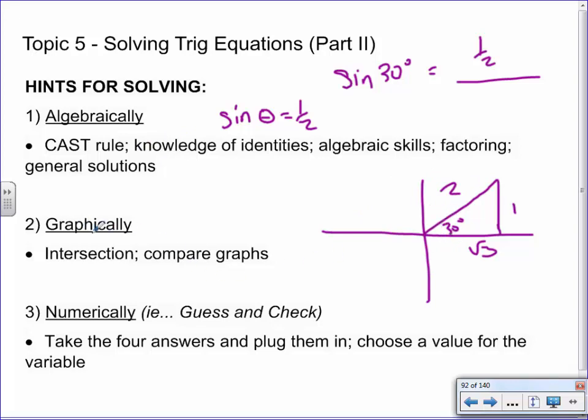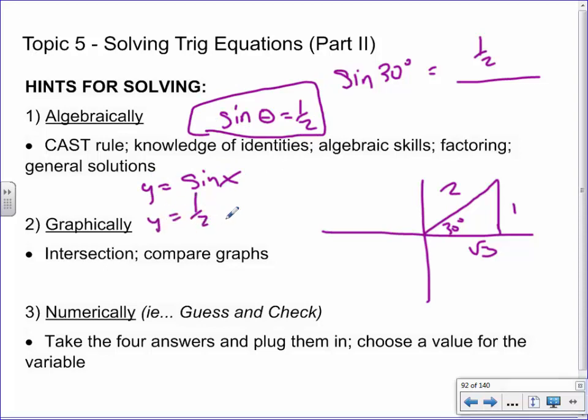Second option, use it graphically. If you were to say, well, I need where sine of theta equals 1/2, then make sine x one equation, make 1/2 the other equation, and intersect them. That could work too. Or the third answer, by the way, this is probably your best bet to start with: if it is multiple choice, take the 4 answers and plug them into the equation and figure out what works. That's the fastest. But if it's not multiple choice, you can't do that. You know what I'm saying?